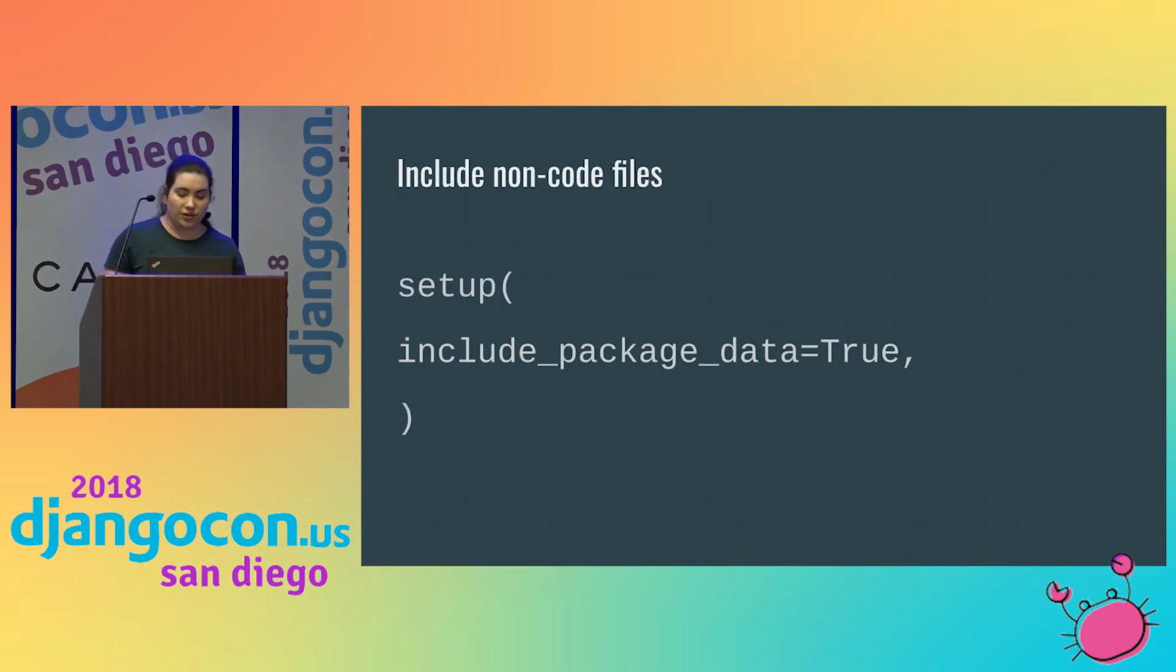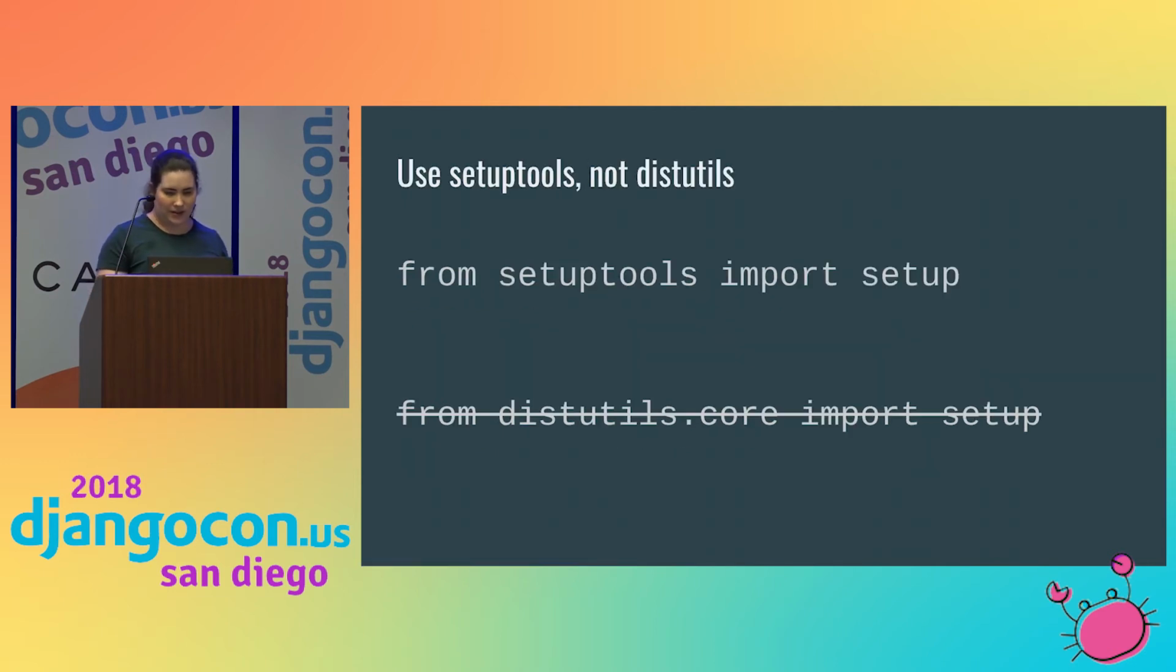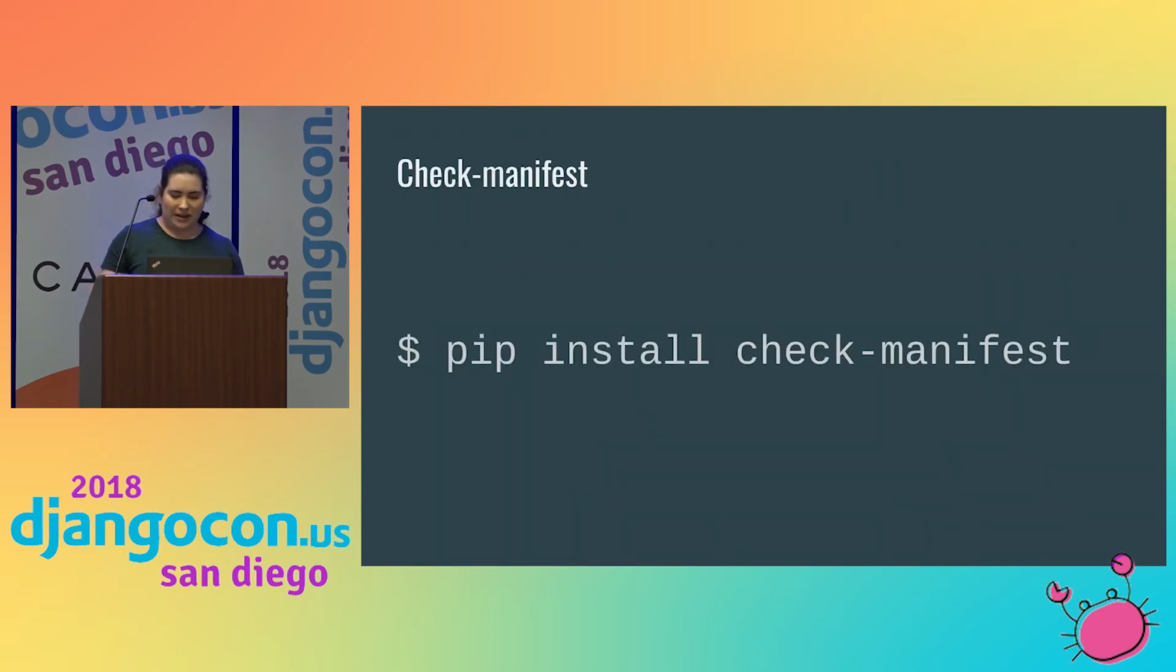You should also consider including non-code files like your license, your README, and your documentation in your package, and you can do this by passing include_package_data=True, which will include the files listed in your MANIFEST.in. This is a small manifest that can get quite long, and there's a tool for checking them called check-manifest. It checks the files entered in your MANIFEST.in against the files you've checked into Git, which makes sure that you haven't forgotten pieces of your documentation or your license or your README.